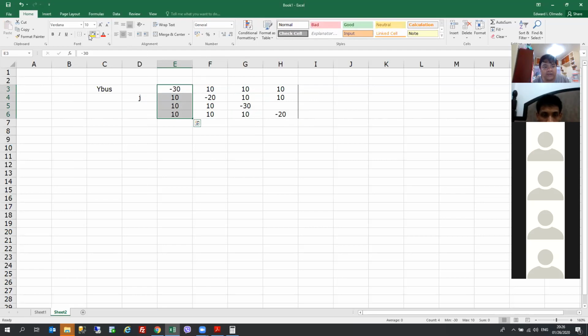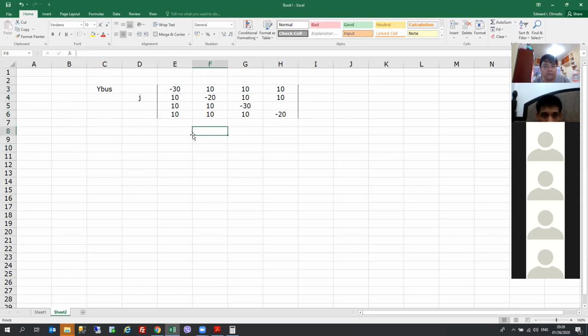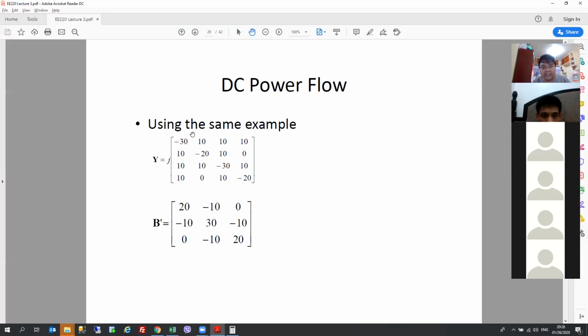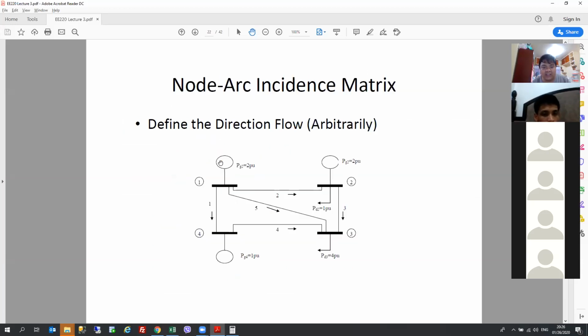We have this Y bus now. Okay. Now, yung node arc incidence matrix naman. Kanina ito yung galing sa ano natin, yung D times A. How do we get the A?